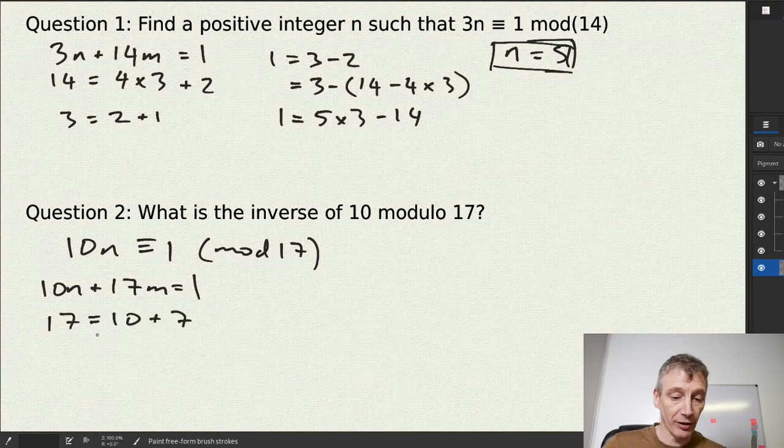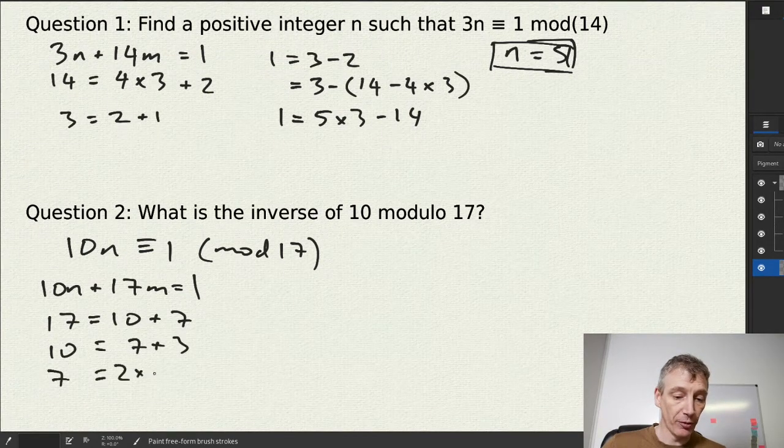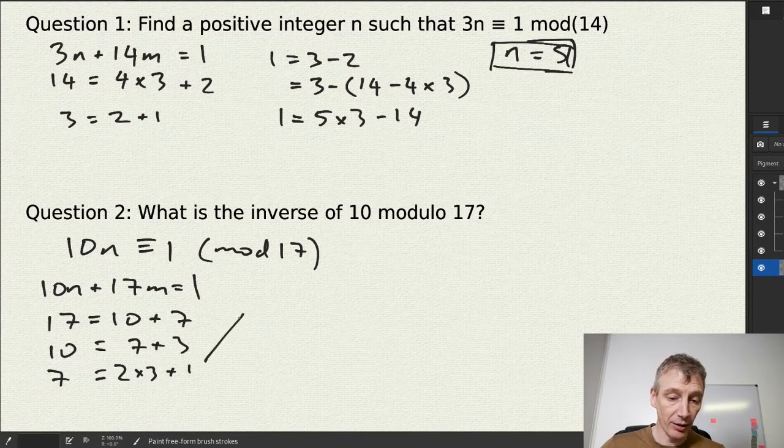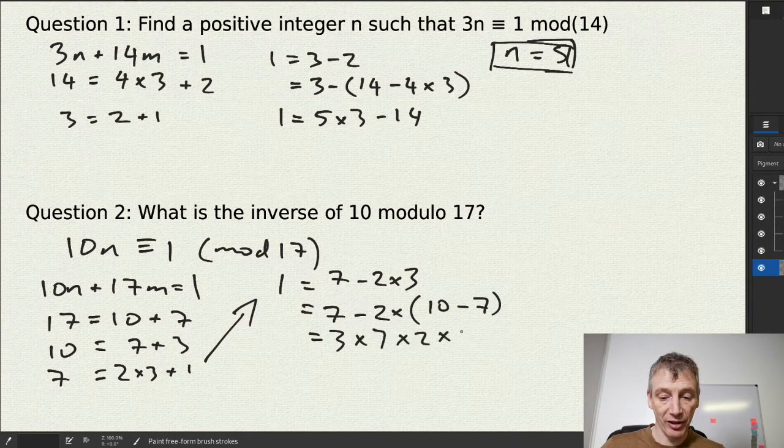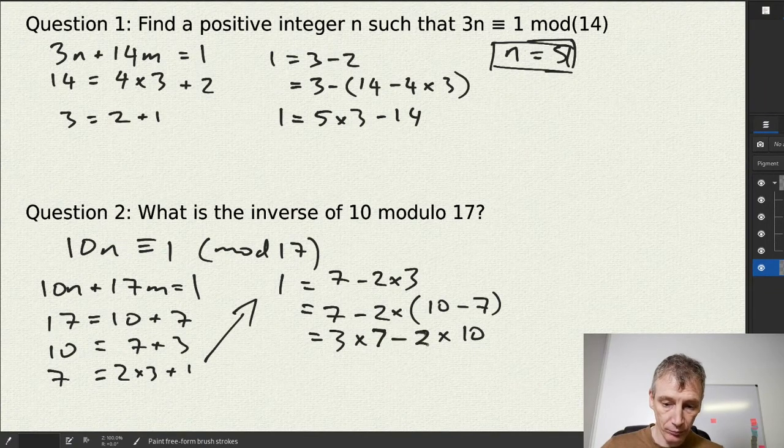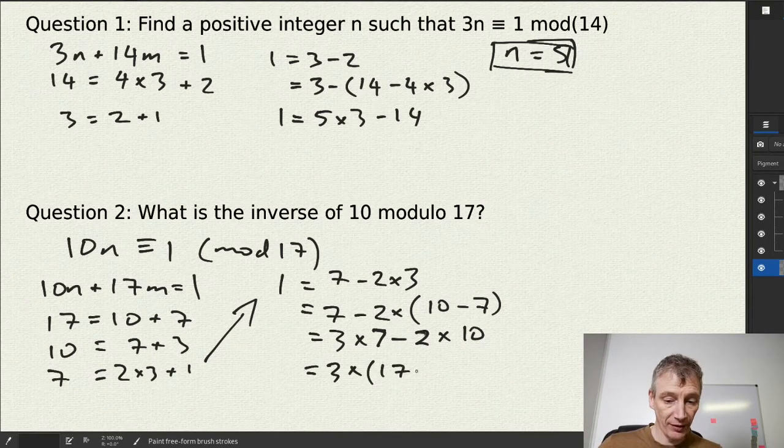17 is equal to 10 plus 7. 10 is equal to 7 plus 3. 7 is equal to 2 times 3 plus 1. And then working it in reverse, 1 is equal to 7 minus 2 times 3, which is equal to 7 minus 2 times (10 minus 7), which is equal to 3 times 7 minus 2 times 10. That's 21 minus 20, so that's correct. It is equal to 3 times (17 minus 10) minus 2 times 10.